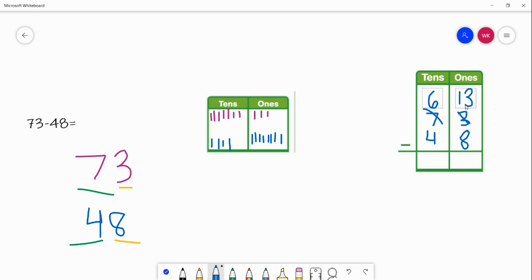So now our problem is 13 minus 8, and we know that we can just subtract going straight down because 13 is a bigger number than 8. So 13 minus 8 equals 5. And then 6 minus 4 equals 2. So 73 minus 48 equals 25.